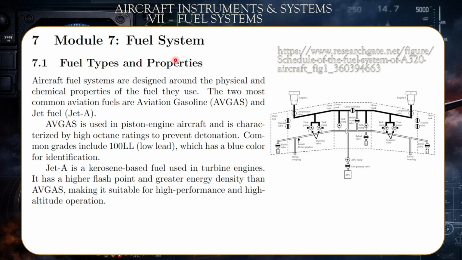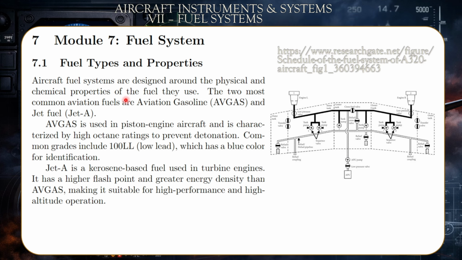Fuel system, part 7, or chapter/module 7. Let's talk about fuel systems, starting from the types and properties. Aircraft fuel systems are designed around the physical and chemical properties of the fuel they use.